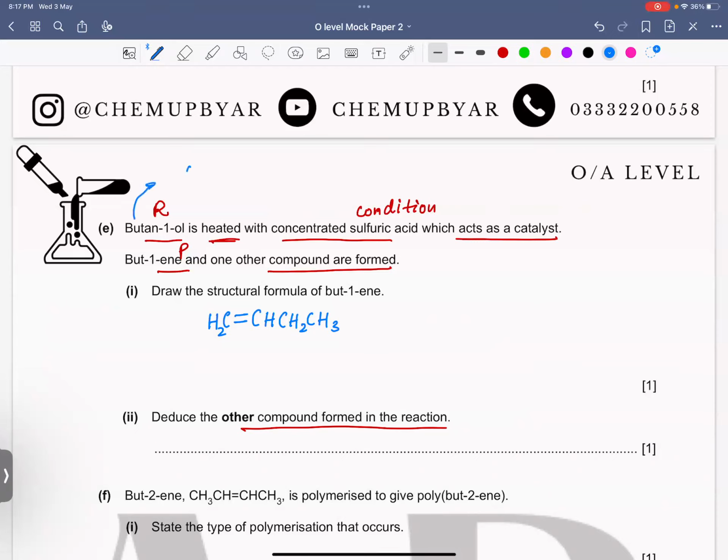So if you draw butanol, you would see CH3, CH2, CH2, CH2OH. So if you compare these two, what you would find is an OH group and an H is missing. So the OH and the H that are removed from butanol would turn into water. So the other product is water. Is this clear? Yes, is it clear to everyone? Yes, sir. Okay.